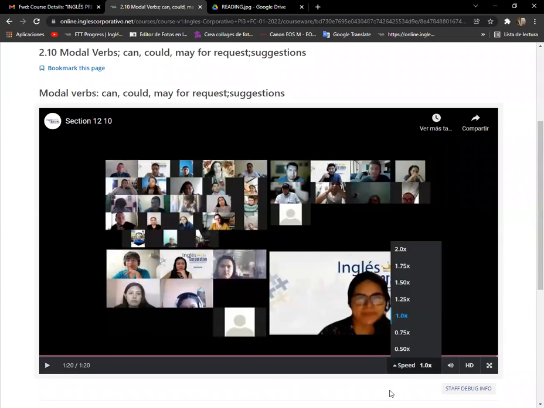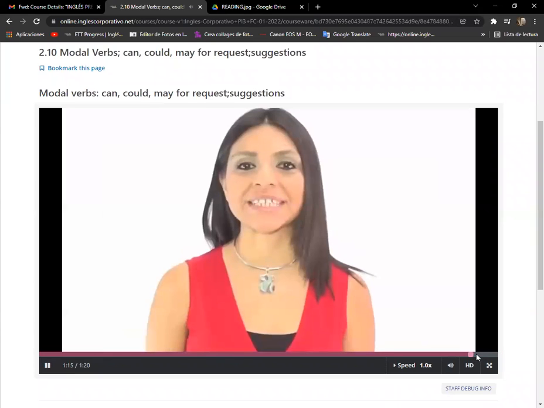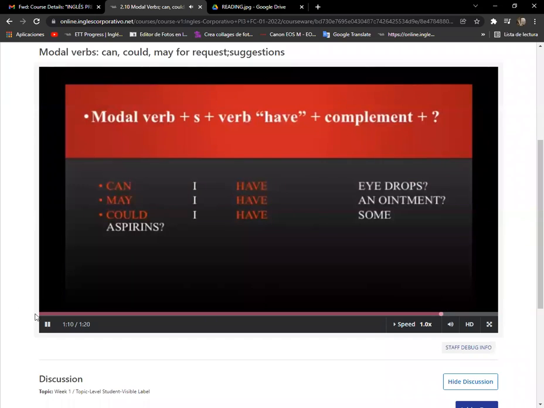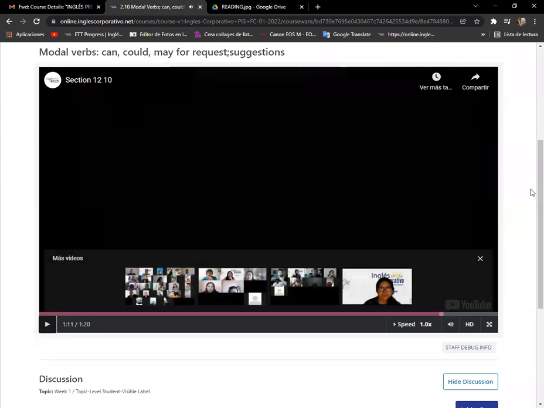Okay, so here we did: write a sentence using each modal verb learned. Could I have some aspirin? You know that in El Salvador we always say "me regala" to ask for something in the store? Me regala, me regala. In English, you can say could I, may I, can I?